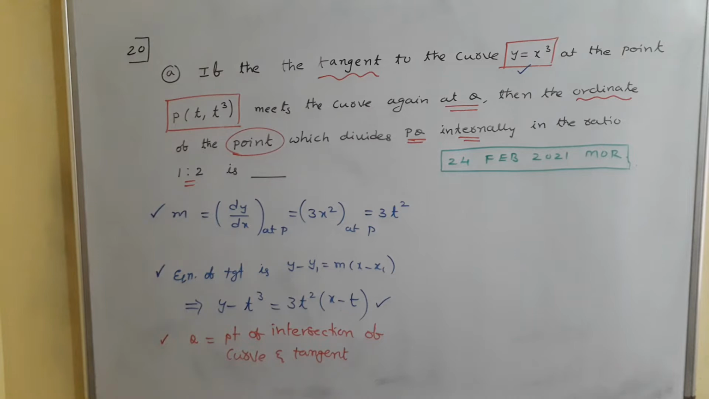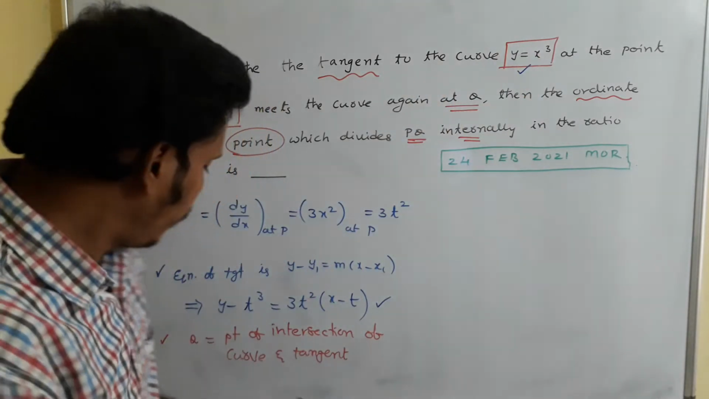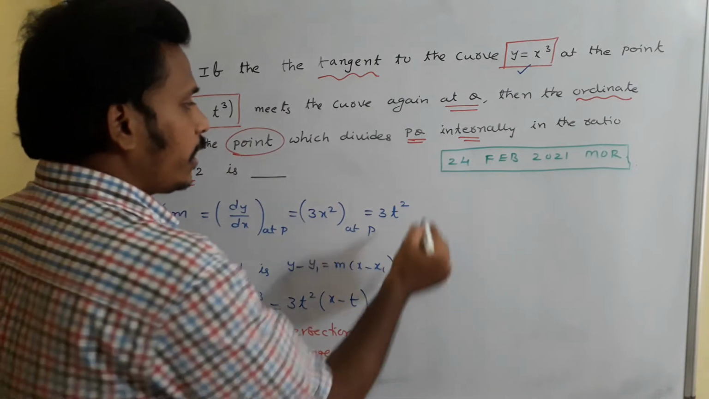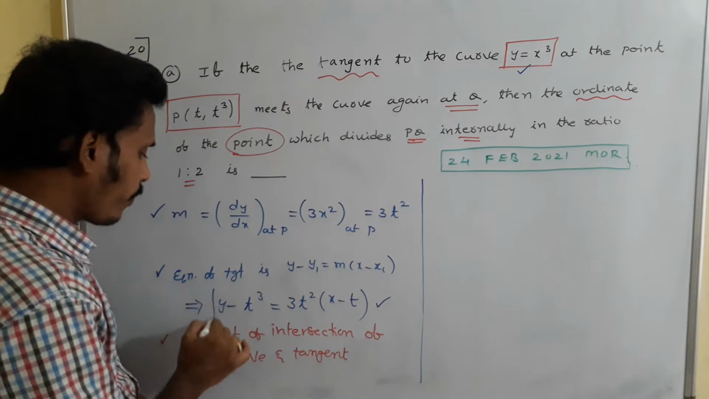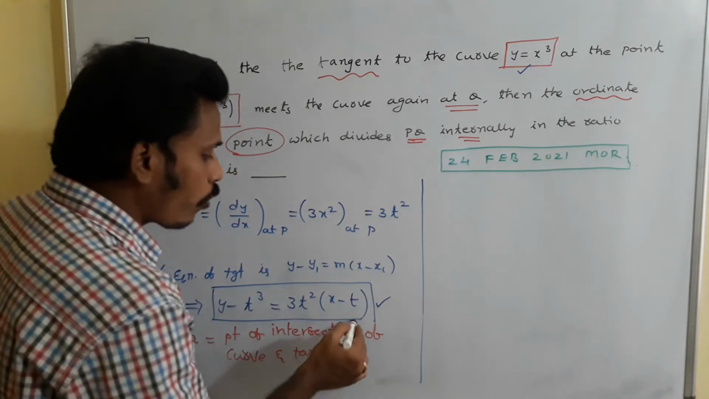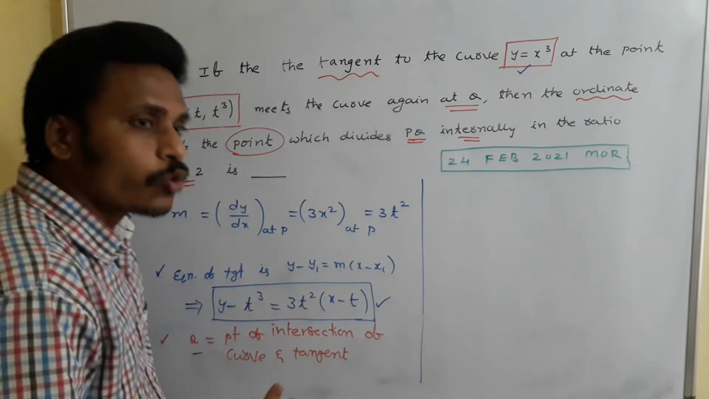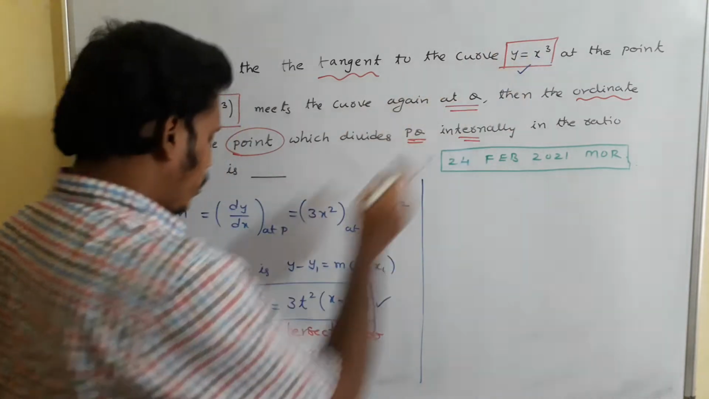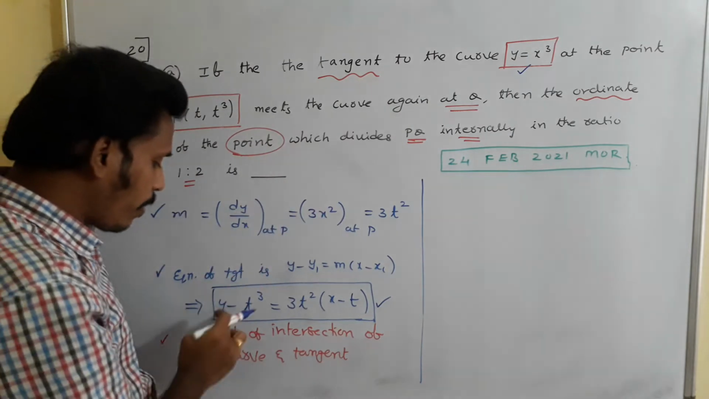Tangent equation is this: y minus t cube is equal to 3t square into x minus t, whereas the curve equation is y is equal to x cube. So by solving these two, we will get the coordinates of Q. What are those? y is equal to x cube is the curve and this is the tangent, and I am trying to find out the values of x and y, which in turn represent the coordinates of Q. So how to solve? See, this is y is equal to x cube, and here again we have y and x. You just replace x cube in the place of y.